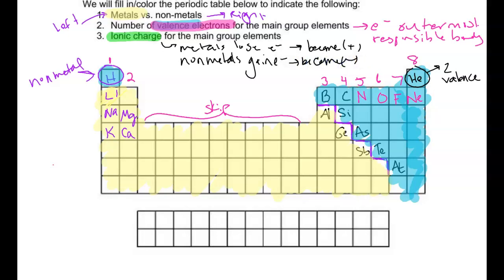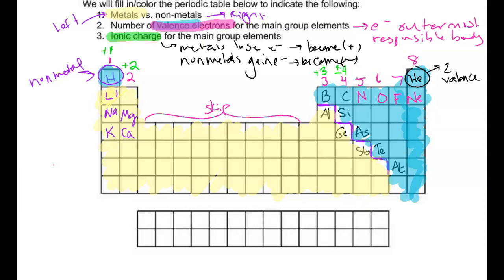So on our periodic table, in our first group they only have 1 valence electron, so it's easier to lose that 1 than it is to gain 7. So their charge will become positive 1. In group 2, their charge will become positive 2 because it's easier to lose those 2 electrons than it is to gain 6. For group 3, we're going to have positive 3. For carbon, you can have plus or minus 4.